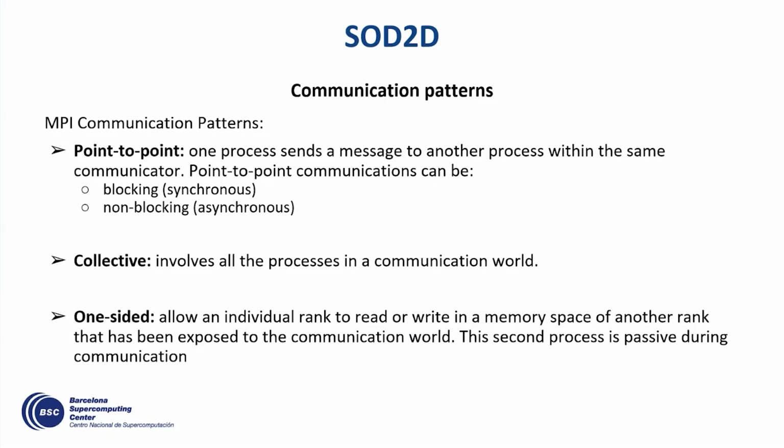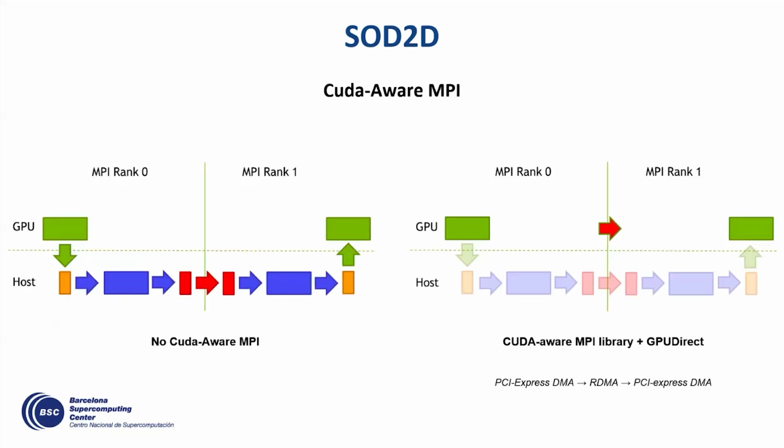You also can use the one-sided, so the MPI put, the MPI get, and we were trying to see which was the most efficient in our case. Then also we tested if we use or not CUDA-aware MPI.